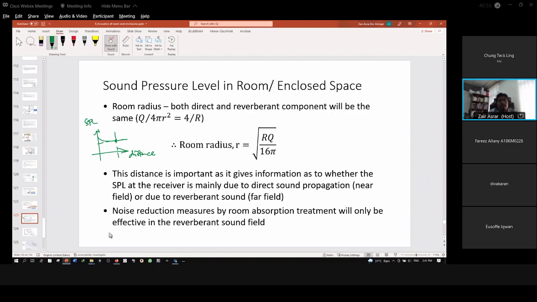If we want to apply any noise reduction or treatment in the room, such as absorptive material, we should know that it is effective only in the reverberant sound field. We can add absorption to reduce the sound pressure level only in the reverberant field, not the direct sound field. In the direct sound field, the sound comes straight from the source itself, so there is no absorption involved there.